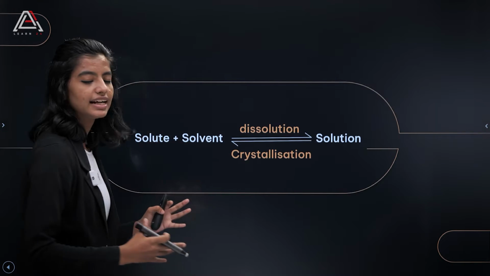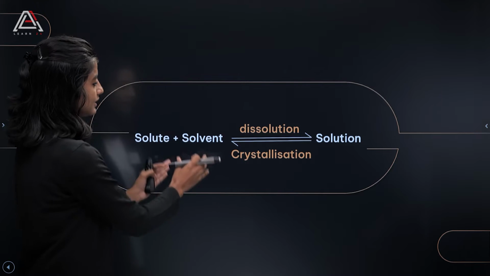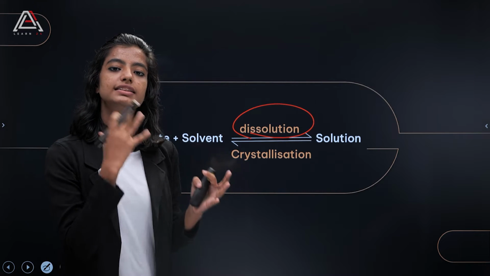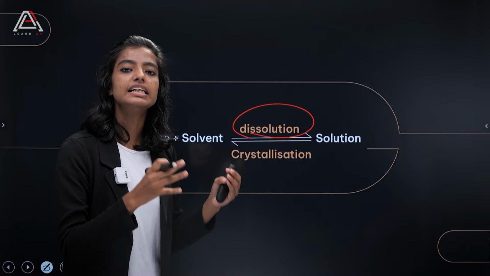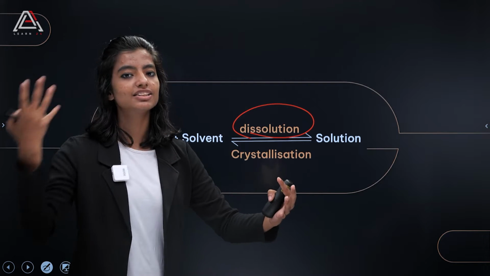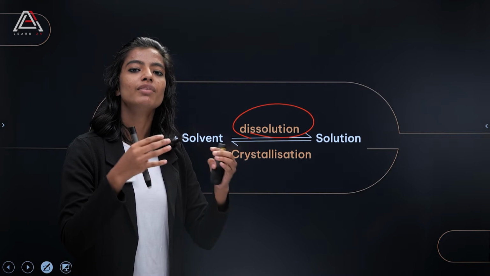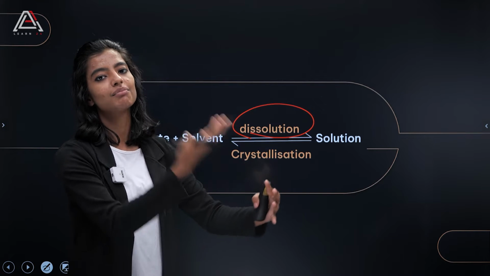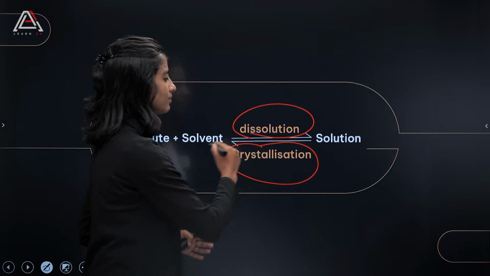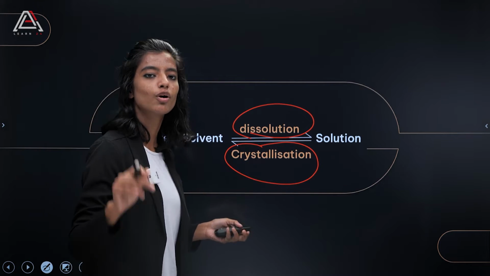Now, as I told you, a solution is formed by dissolving the solute in a solvent. Solute plus solvent will give a solution, and this process is called dissolution. And the dissolved solute particles will collide with each other and separate from the solution, becoming solute and solvent again, and this process is called crystallization. It's a reverse reaction: dissolution and crystallization. Hope you all are clear with that.